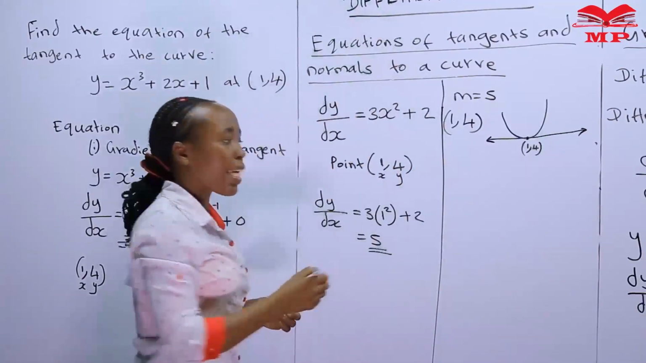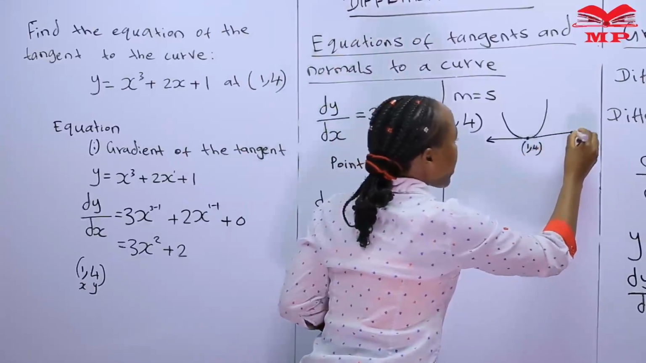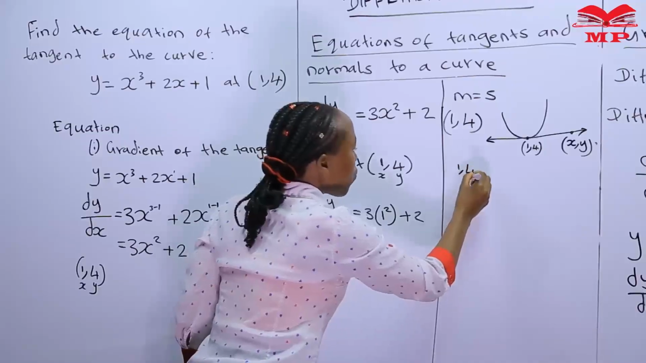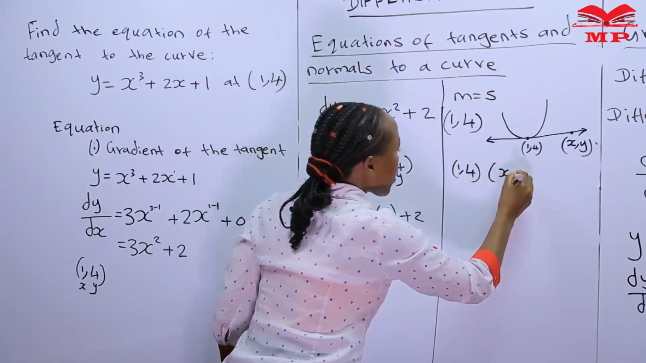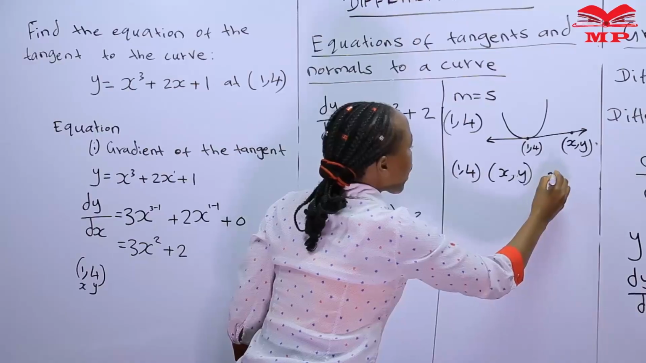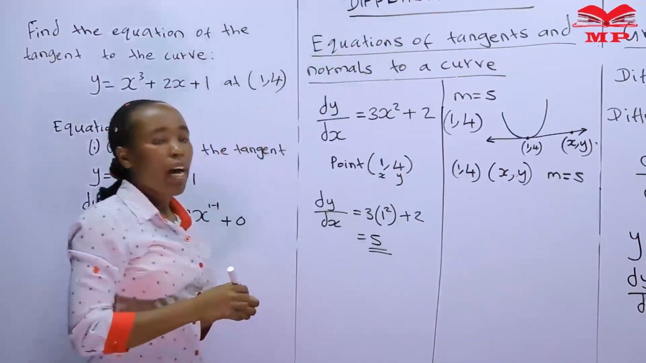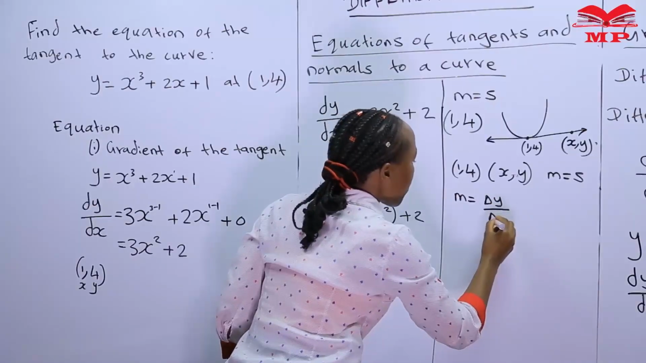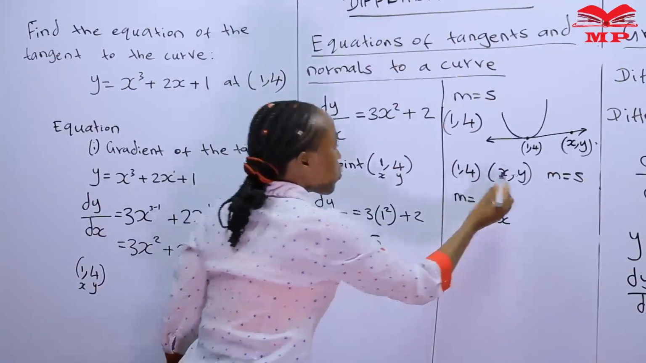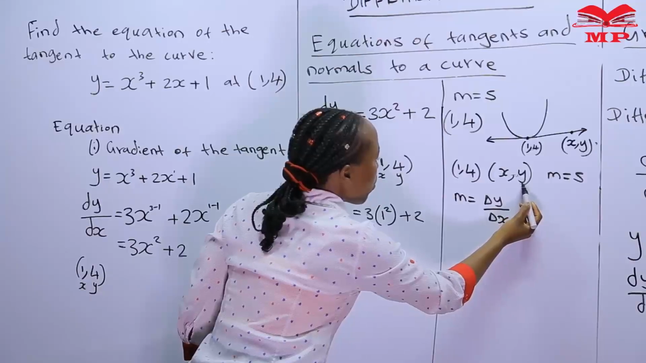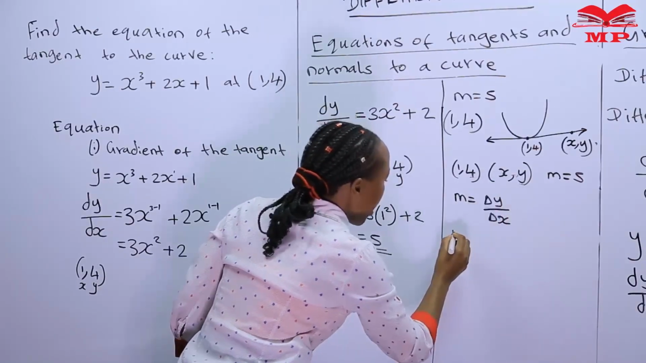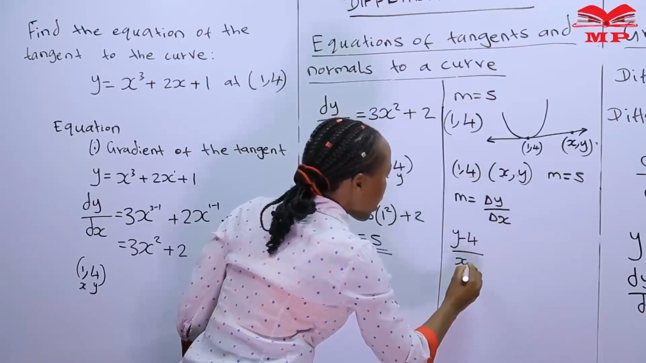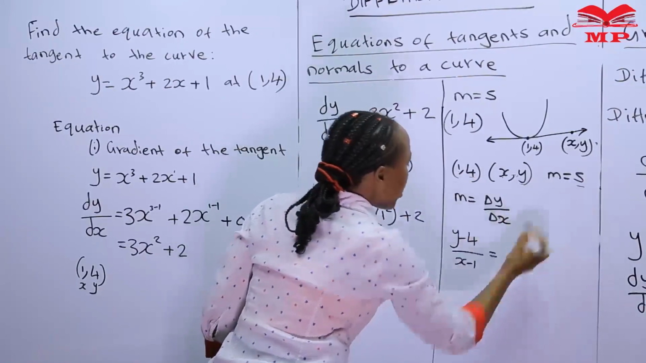So we can get another point on the tangent. We can call it (x, y). So we have point (1, 4) and another point (x, y), and we know that the gradient is equal to 5. We know gradient m is given by change in y divided by change in x. So we have the change in y, which is y minus 4, all over the change in x, which is x minus 1, equal to the gradient, which is 5.